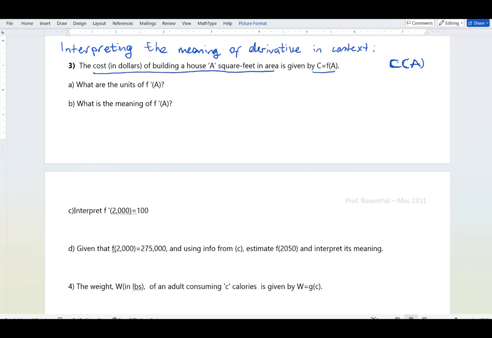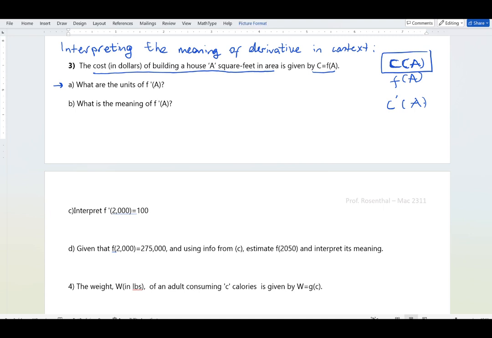So first question is, what are the units of f prime of a? So the derivative of this function. You can look at it as f of a or c of a. I think c of a is a little bit easier to think about. It's the cost function. So f prime of a is also corresponding to c prime of a. Okay, what are the units? The rate of change of cost per unit change in area.